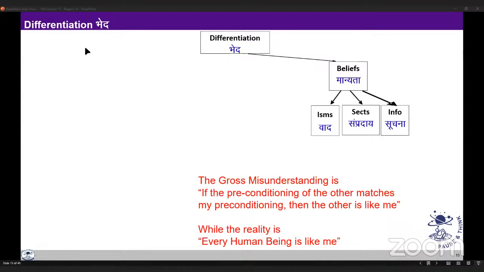Differentiation, whenever we do on the basis of belief, what is the preconditioning that is playing? If the preconditioning of the other matches my preconditioning, then the other is like me. His thought processes, his belief systems, his preconditionings are matching like me. Yes, we are friends. We are in the same group.